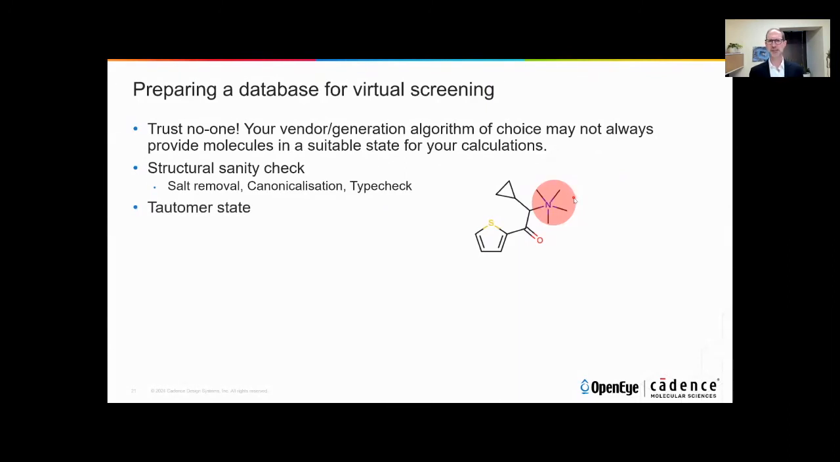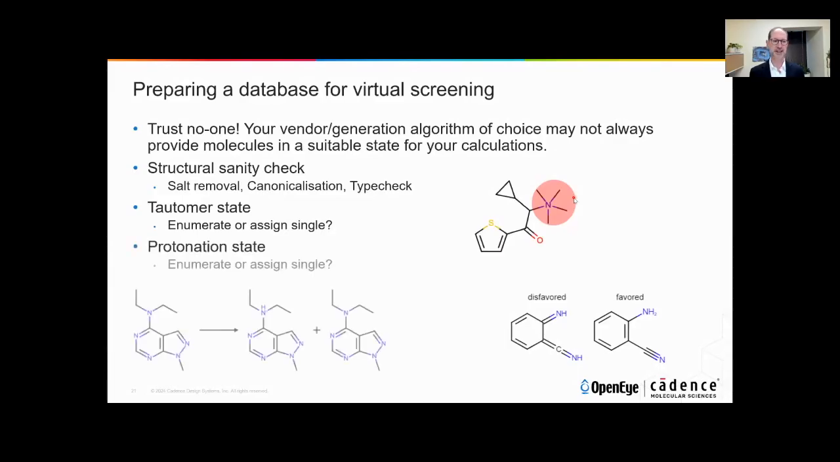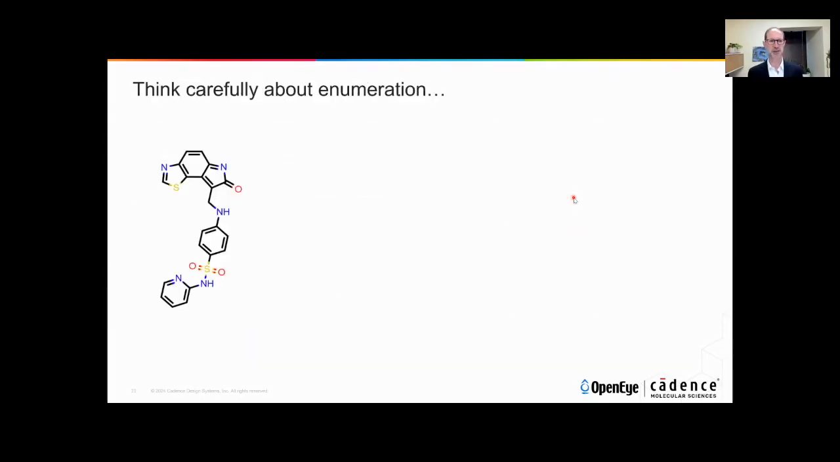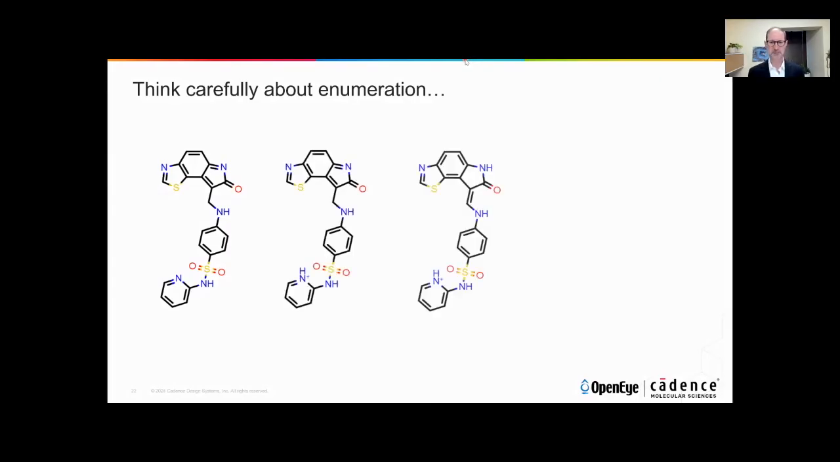We then need to think about something a little more subtle, application of tautomer state, for example, should we have one or multiple? And then, of course, protonation state, should we have one or multiple? And it might seem, well, let's just have them all. But for some molecules, a single molecule can have a large number of alternate tautomer and protonation states. So this molecule, for example, is one. Here's an alternate protonation state, an altered tautomer, another altered protonation state. There are at least 32 variants for this single molecule.